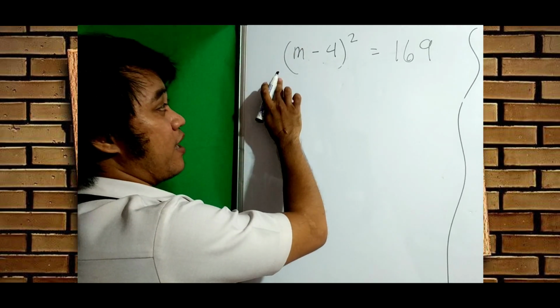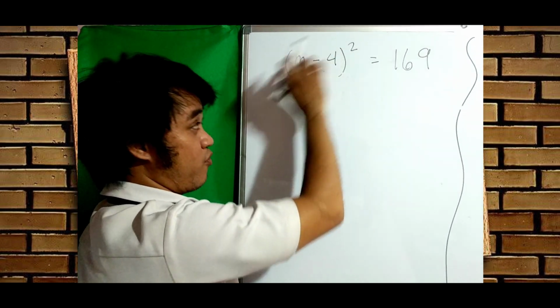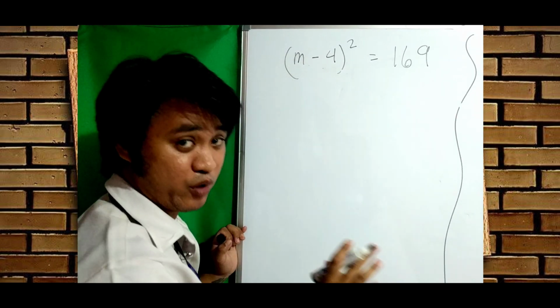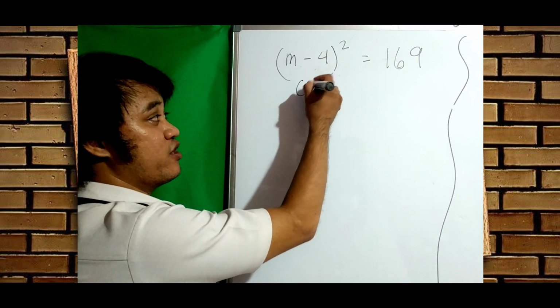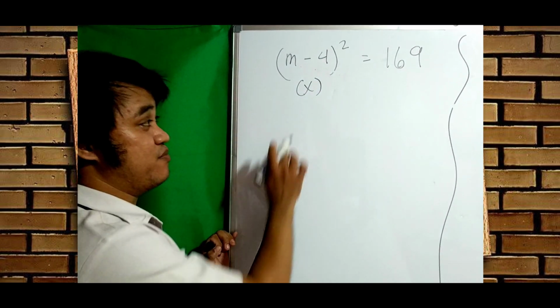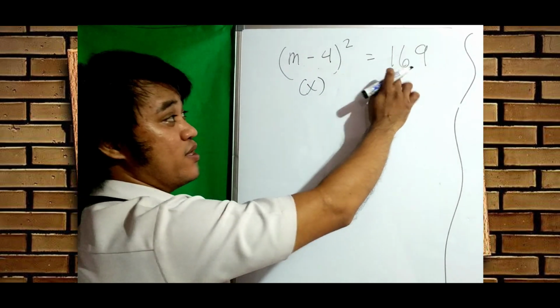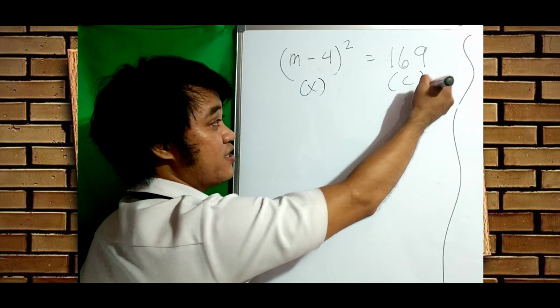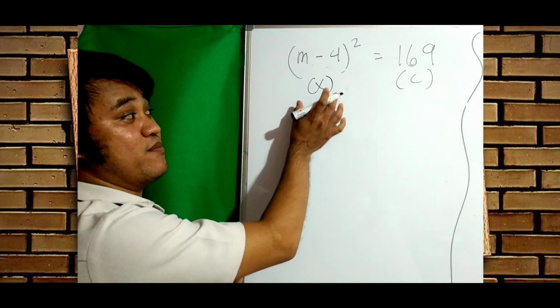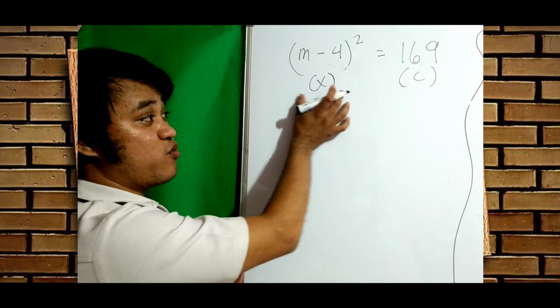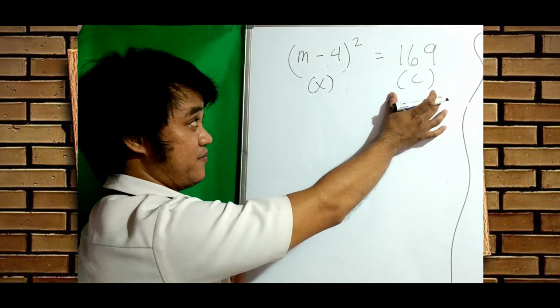So again, (m - 4) quantity squared is just one term. Imagine this as your x. So it means this is your x squared. Your m - 4 is your x, and your 169 here now is your c. So still we have the quadratic equation x squared is equal to c.